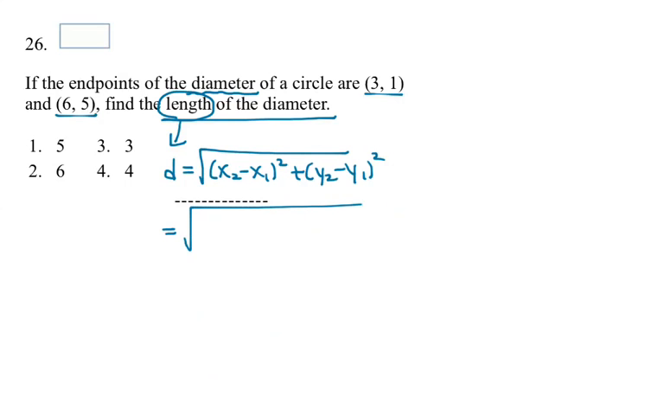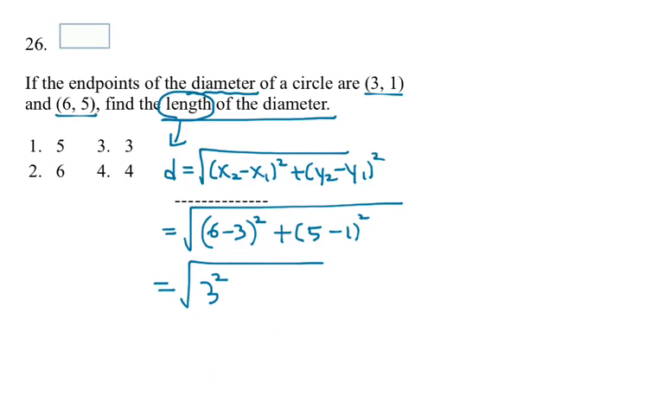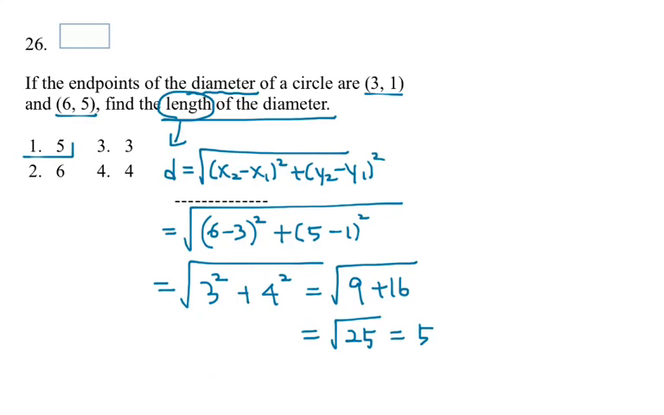Basically then, our distance would have been 6 minus 3 squared plus 5 minus 1 squared. Here we end up getting 3 squared for 6 minus 3. 5 minus 1 becomes 4, so we get 4 squared. Then we end up getting 9 plus 16. Then we know that this is equal to the square root of 25. What is the square root of 25? Yeah, that's right. It's in fact equal to 5. So our answer will be choice 1, 5.